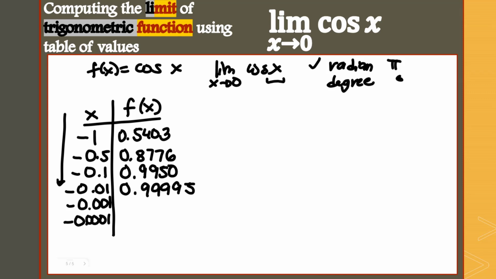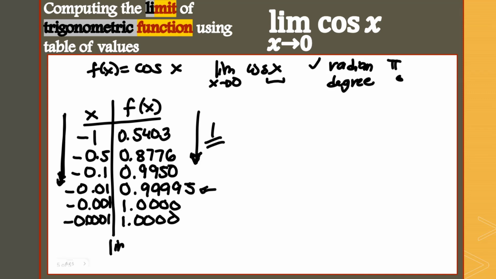Because as you use -0.001, it's actually in 4 or 5 decimal places, it's actually 1.0000, which is also this value. That's also 1.0. And of course, this is also 1.000. As you can see, as x approaches 0, your f of x approaches 1. This is the limit of your cosine x as x approaches 0 from the left.